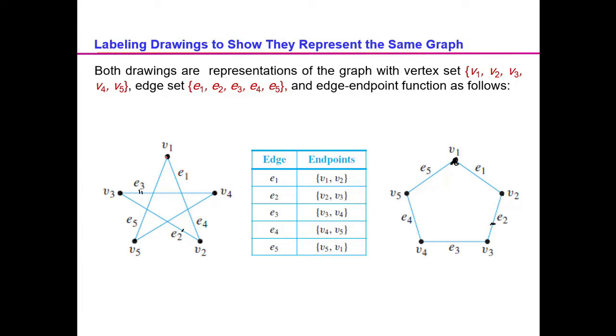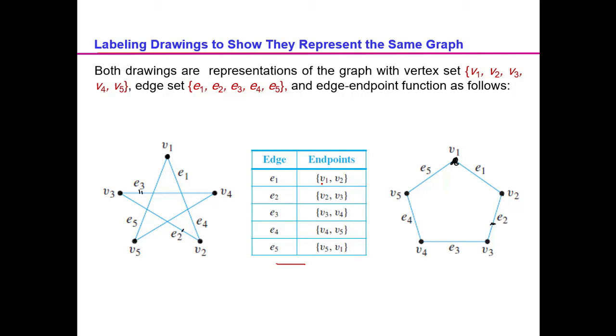So for this we put some labels on these vertices and edges and see how they are the same graphs. For V1 we have selected this vertex as V1 and this as V2, V3, V4 and V5, and from V1 to V2 we have selected an edge E1, and then from V2 to V3 and so on. So here is the table representing the edges and their endpoints. Using this table we can label this diagram.